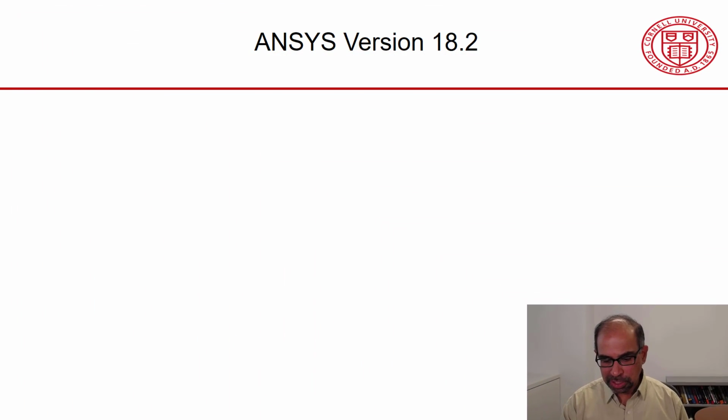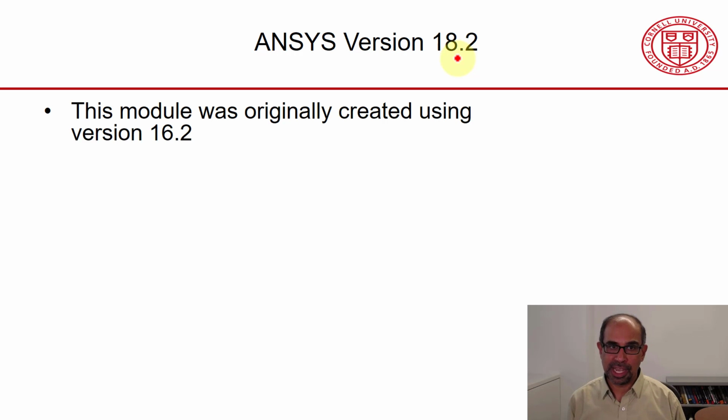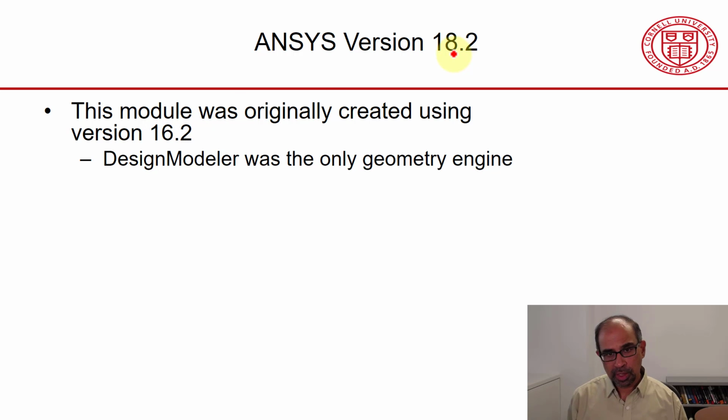The current ANSYS version is 18.2, and that's the version we are recommending for the 2018 edition of my MOOC on EDX. This module, the 2D conduction module, was originally created using version 16.2, and that was just over a year ago. And you can see that in that time, the current version has gone to 18.2. And at that time, in version 16.2, Design Modeler was the only geometry engine, so I recorded videos showing how to create that rectangle in Design Modeler.